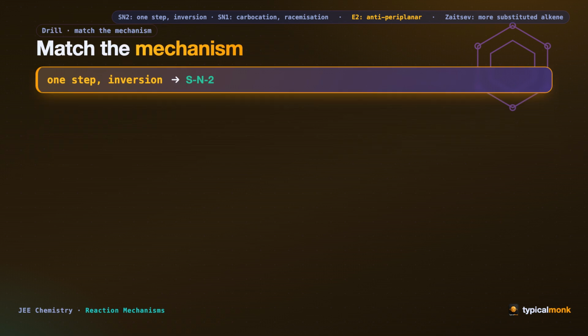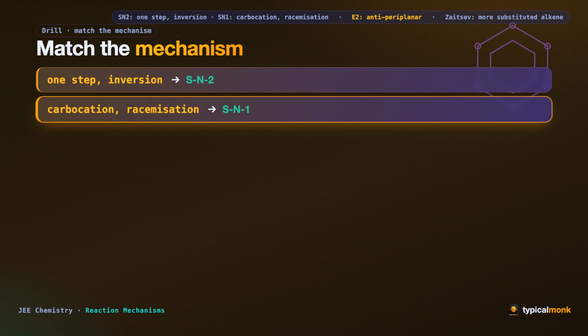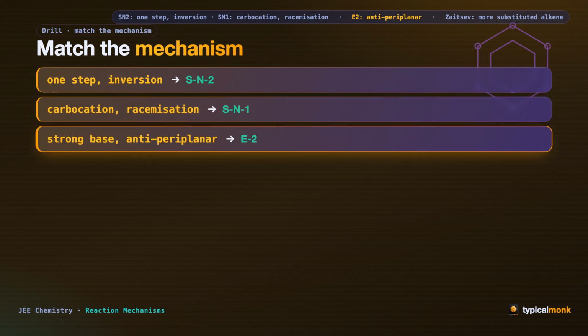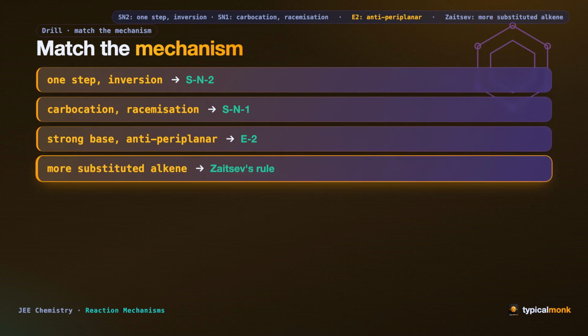Now match each clue to its mechanism. One step with inversion goes to SN2. A carbocation with racemization goes to SN1. A strong base, anti-periplanar, goes to E2. And the more substituted alkene goes to Zaitsev's rule. Four pairs, each worth memorizing.